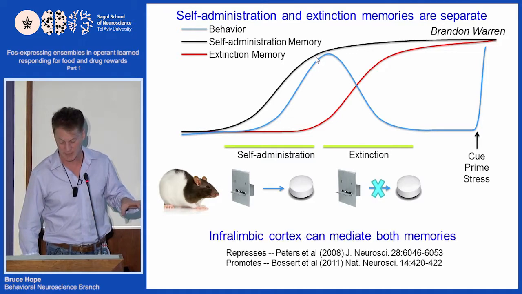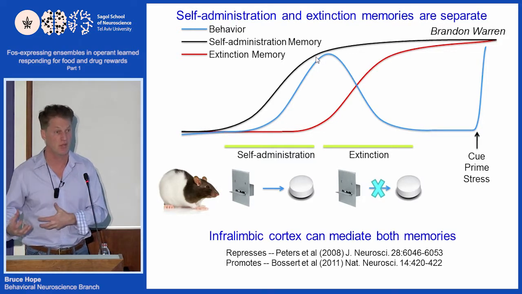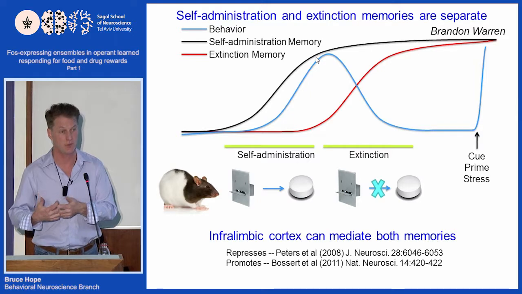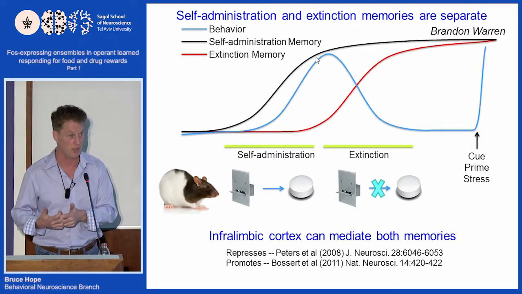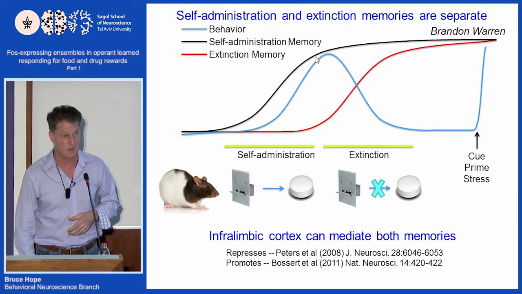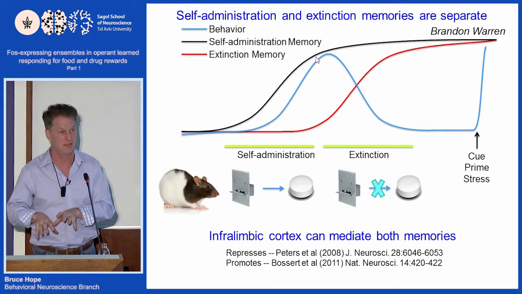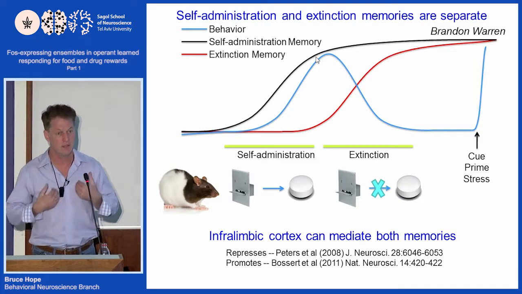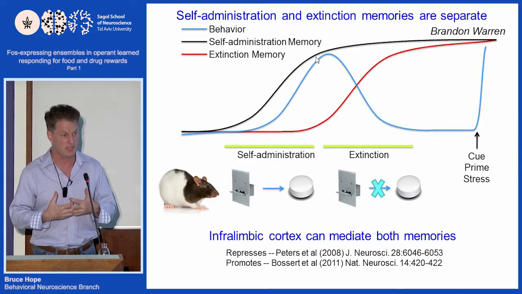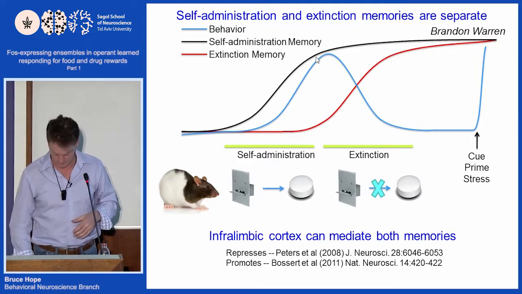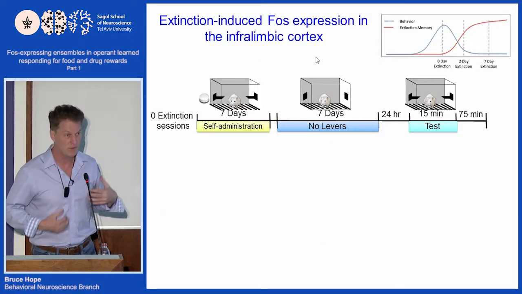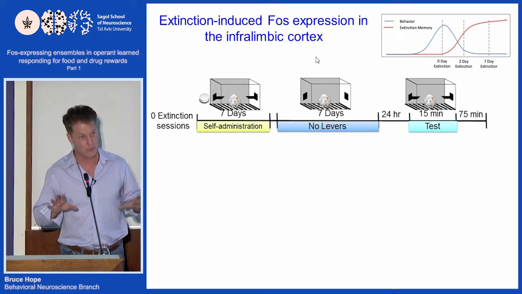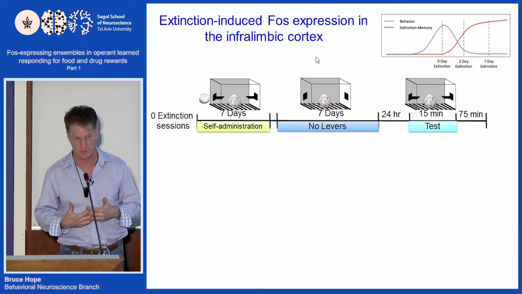So then we're looking at the infralimbic cortex. Some people say it's responsible for increasing lever pressing for a drug or food. Some people say it goes the other way. There's this mixed effect in the infralimbic cortex. So we think that both of those things are stored in the same brain area. So for the following experiment, I'm going to go through it step by step because it's not always the easiest, to look at the separation of self-administration and extinction memories.